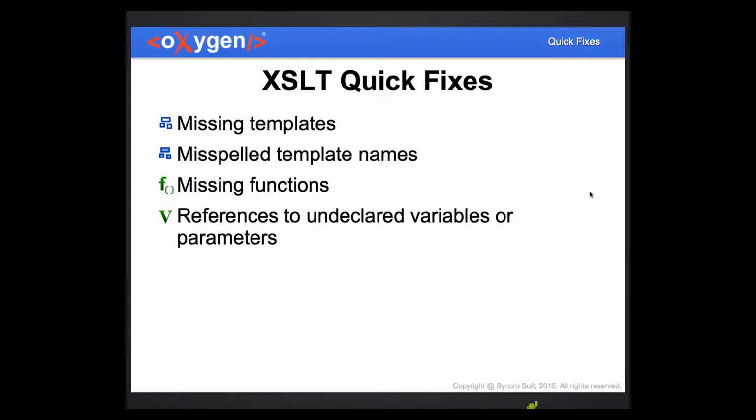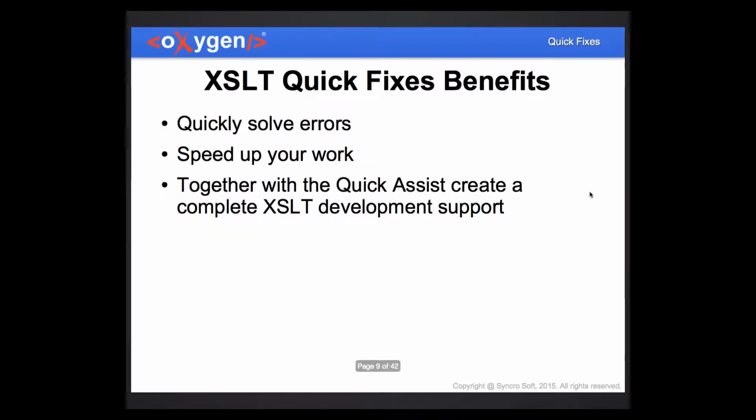When you refer to a template, it's also possible that you misspell the name of that template, right? So some of the fixes are to call an actual template with a similar name. So we can compute a cost of changing one name to the other, and if they are similar enough, they appear as proposals. Missing functions, undeclared variables and parameters. Yeah, so I noted also here that it's not only a way to solve problems, but it's also a way to speed up development.